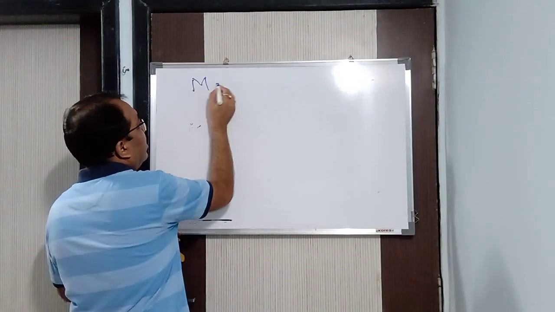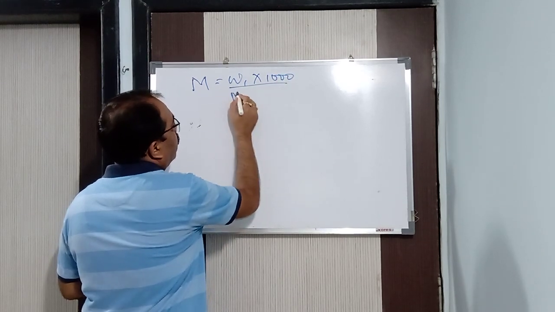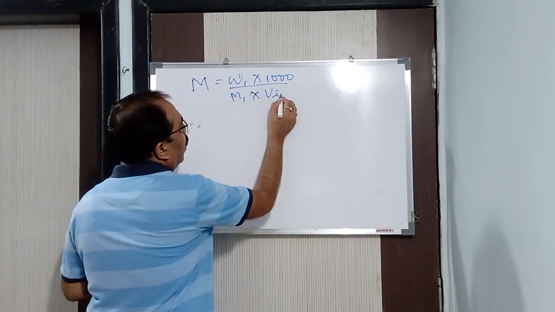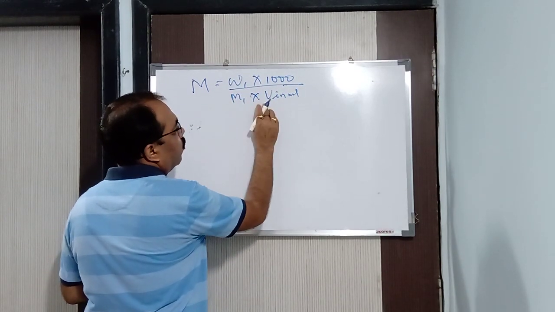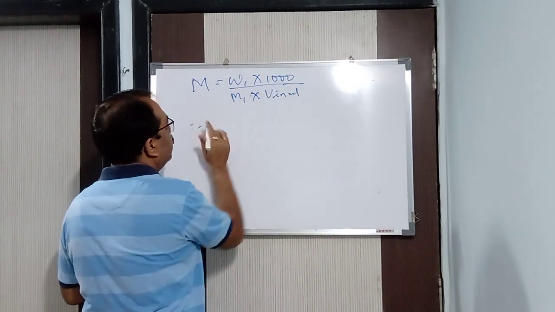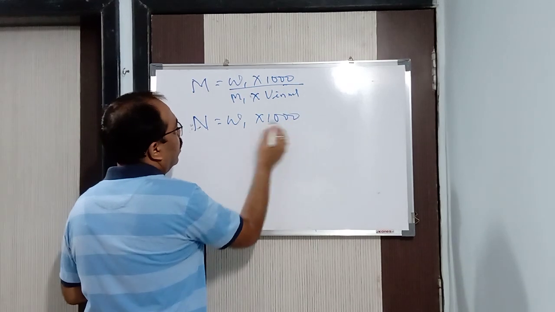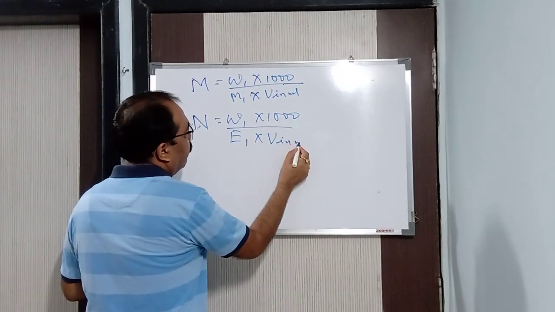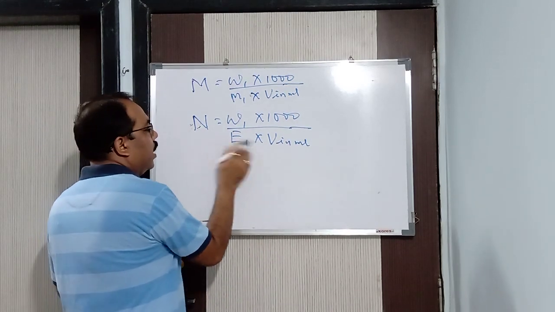So what is the molarity formula? Weight W1 into 1000 by M1 into volume in ml. That is the weight of the solute by the molecular weight of the solute, in the volume of the solution in ml, into 1000. This is molarity. Now normality, what is the formula? Just now I told you: W1 into 1000 by E1 into V in ml. Again V in ml means volume of the solution in ml, and E1 is the equivalent weight.